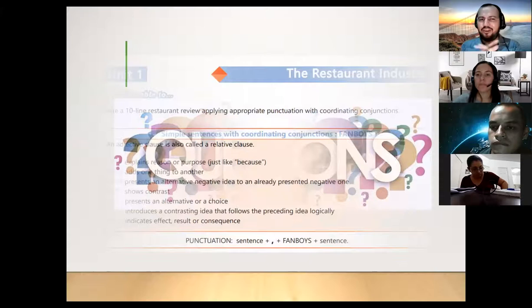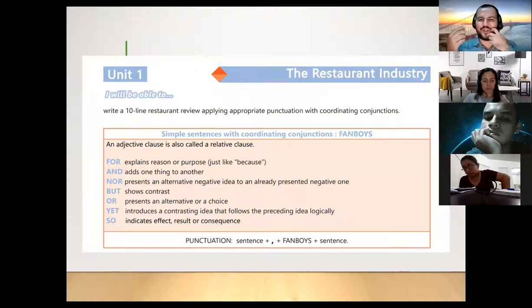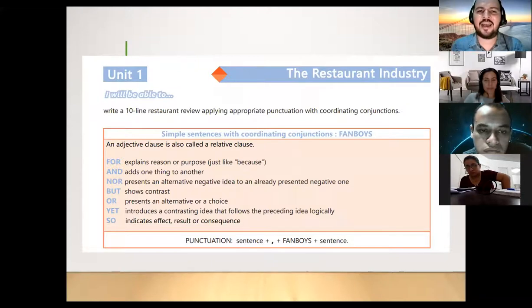Okay, the next one is right here. Are you familiar with the fanboys? Yes or no? Probably you will say, no, the fanboys. I know the Backstreet Boys, right? But not the fanboys. So the fanboys is one way to call one topic in English. And this is basically conjunctions, okay? And what is a conjunction? I will try to speak the language that everybody can understand. So the conjunctions are basically words that we use to connect other words, okay?